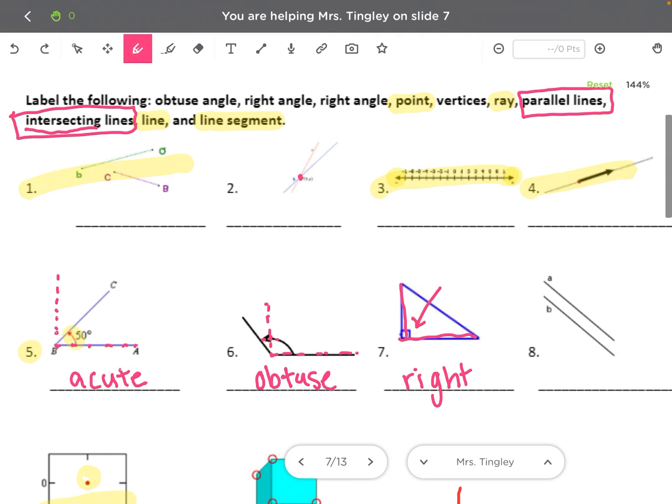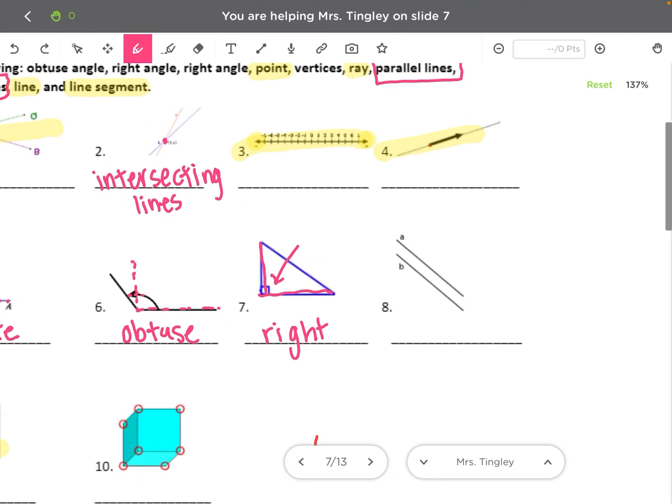Number 2 is showing that these 2 lines are crossing. That's an example of intersecting lines. Go ahead and write that down. Pause the video if you need more time. Intersecting lines.